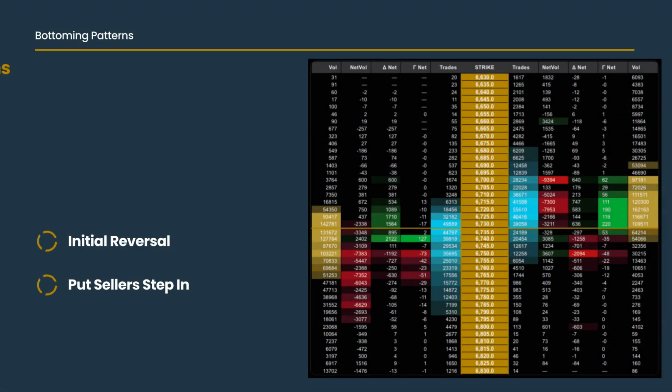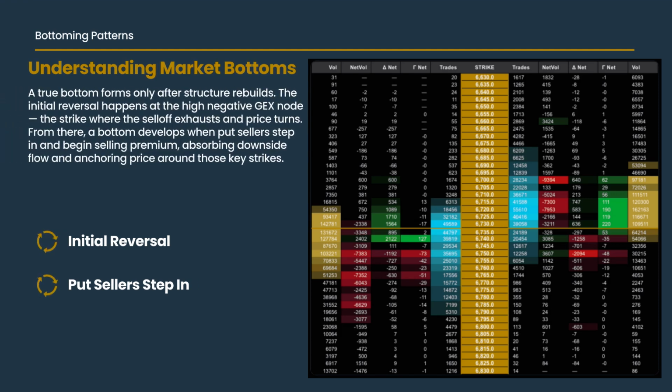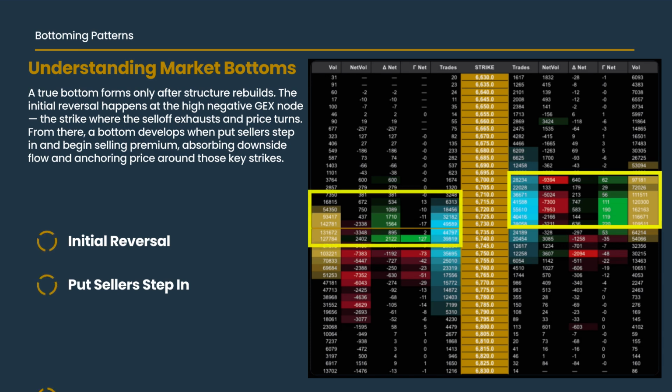A true bottom forms only after structure rebuilds. The initial reversal happens at the high negative GEX node, the strike where the sell-off exhausts and price turns. From there, a bottom develops when put sellers step in and begin selling premium, absorbing downside flow around those key strikes. As that support firms up, we often but not always see call buyers join in, shifting the flow from purely defensive positioning to opportunistic risk-taking. Together, put sellers defending below and call buyers engaging above create a defined structure. Downside is cushioned, upside begins to open, and the earlier reversal point evolves into a firm intraday bottom, rather than just a single reactionary bounce.